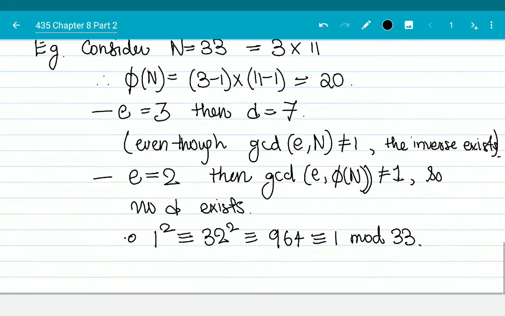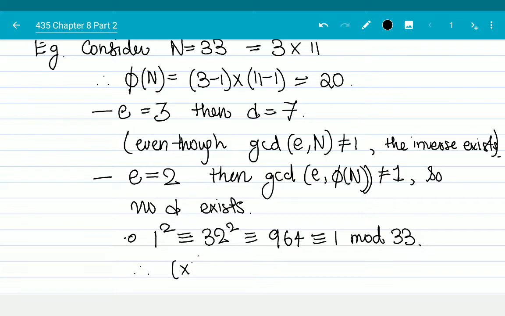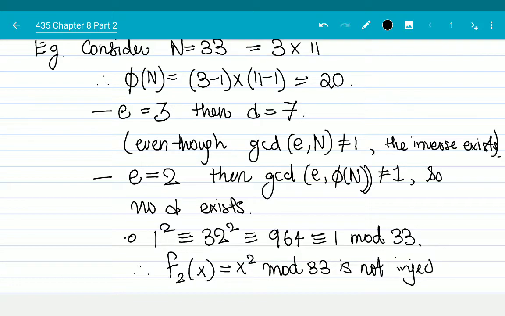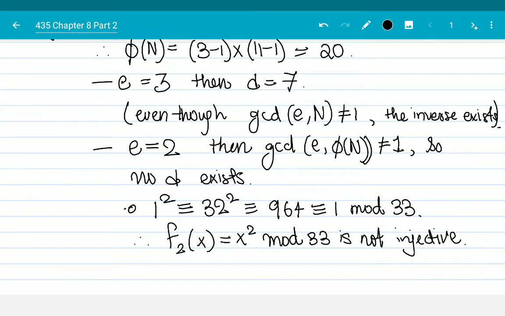Therefore, the map that sends x to the 2, so f2 of x equal to x squared mod 33, is not injective. Injective or one-to-one, whatever you want. Great.